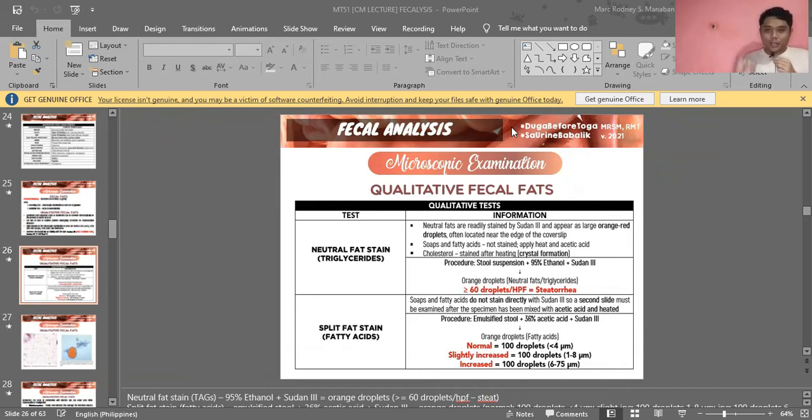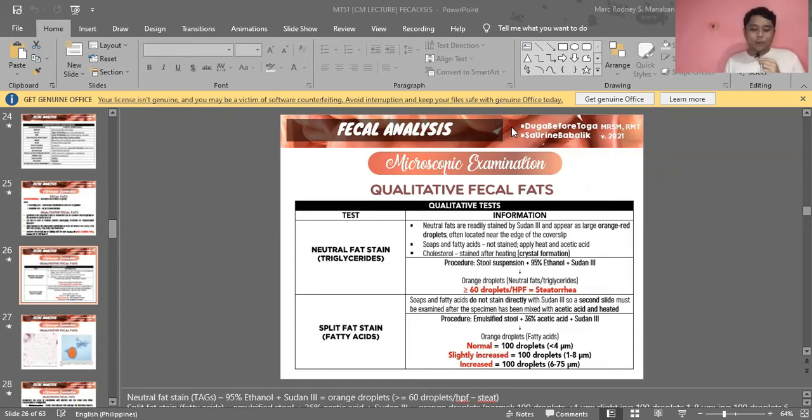And this time, we also have to measure the diameter of your droplets. The normal is 100 droplets with a size of less than 4 micrometers. For slightly increased, 100 droplets with a size range of 1 to 8 micrometers. And for increased, you have 100 droplets with a size of 6 to 75 micrometers. But take note, they overlap somewhat. So you have normal at less than 4, so you have to look at the droplets well. When you measure, if the majority are less than 4, then you say that's normal. But if there are variations, let's say some are greater than 4, like 1 micrometer, then 5, then 7, since it's within 1 to 8, that's considered slightly increased, as long as you see 100 droplets with that size range.